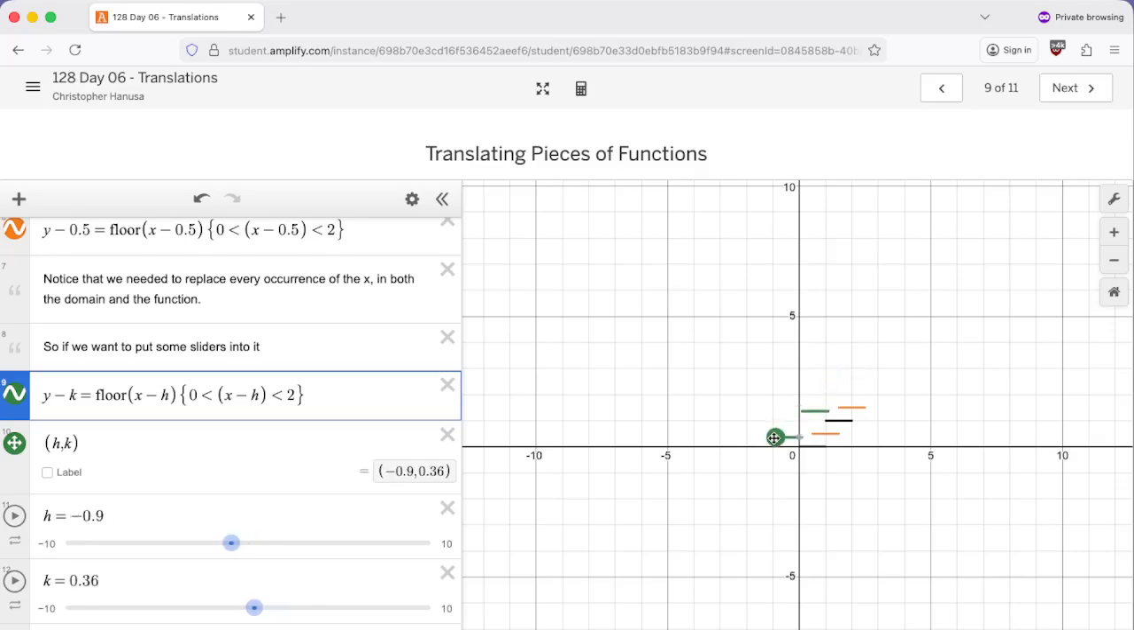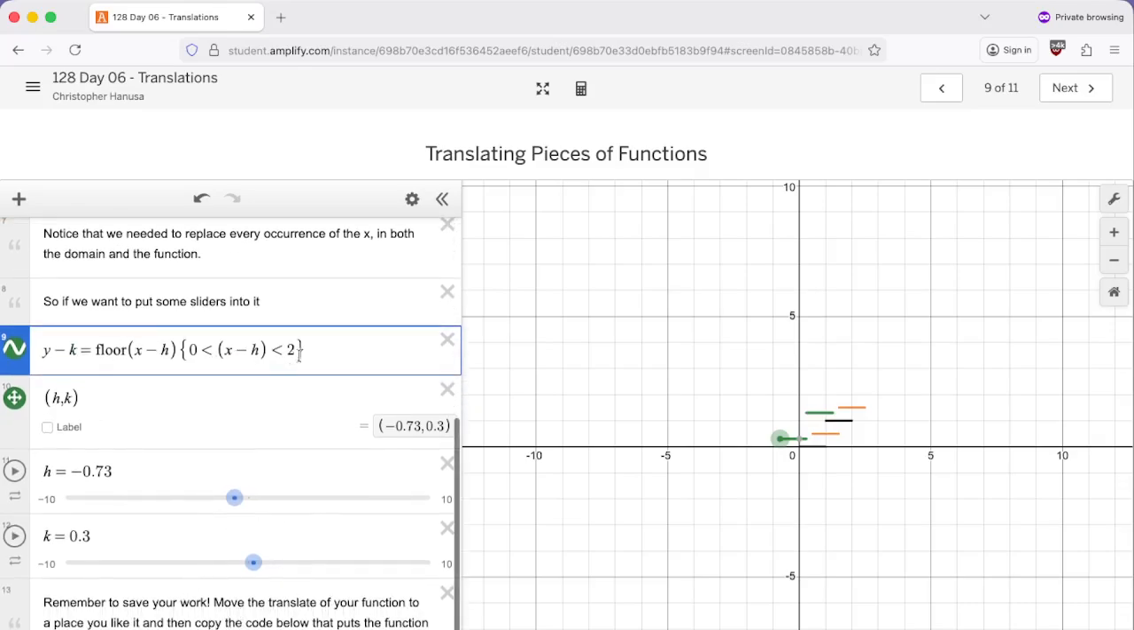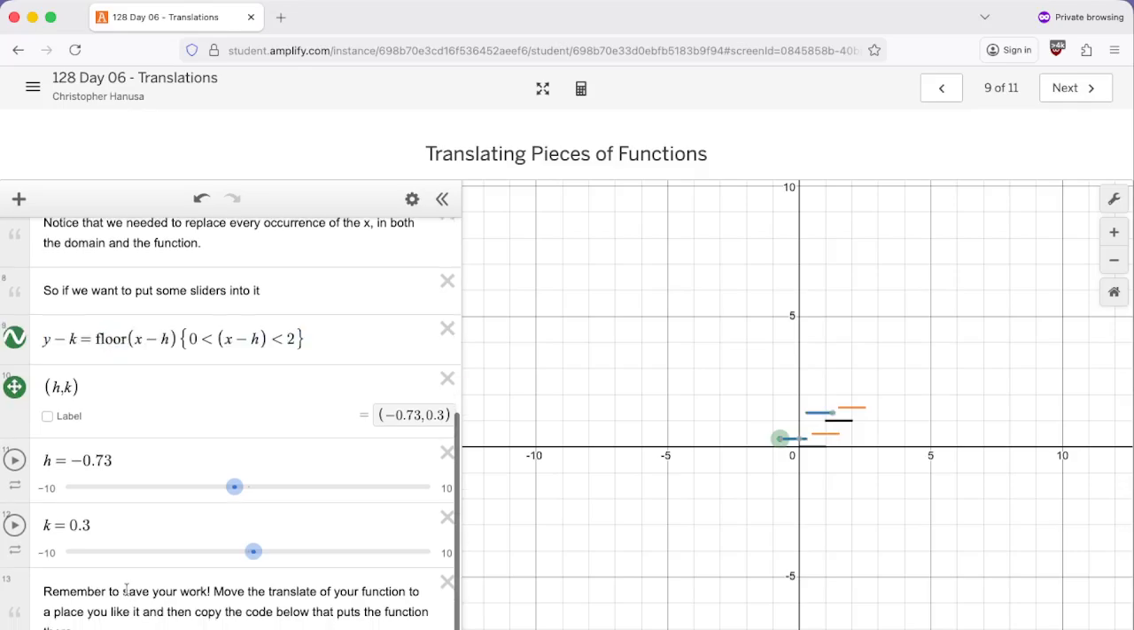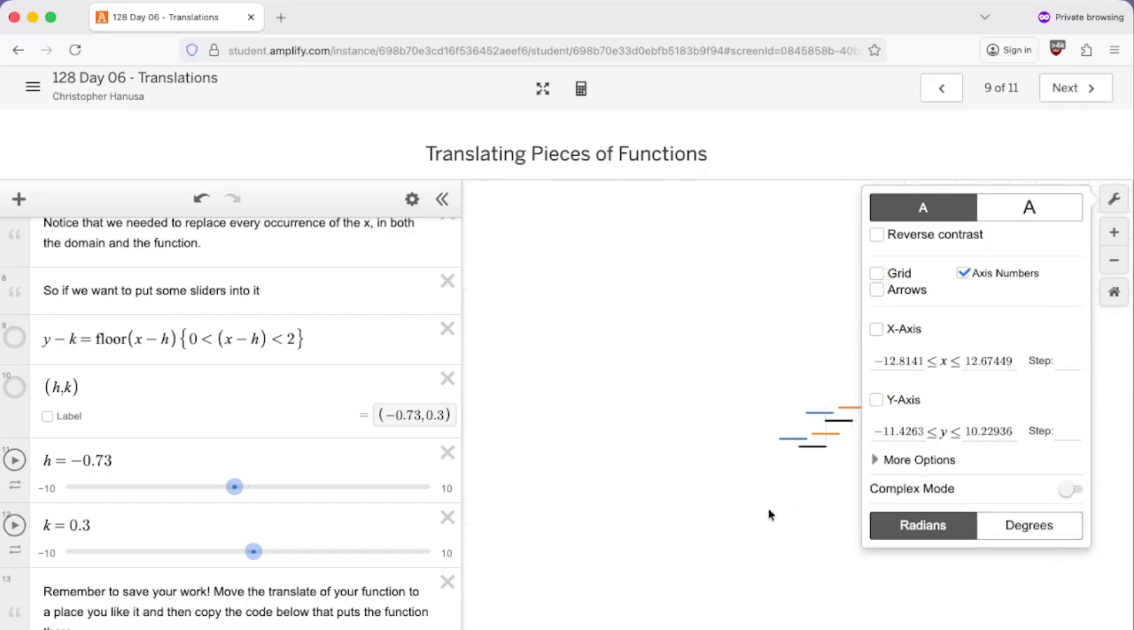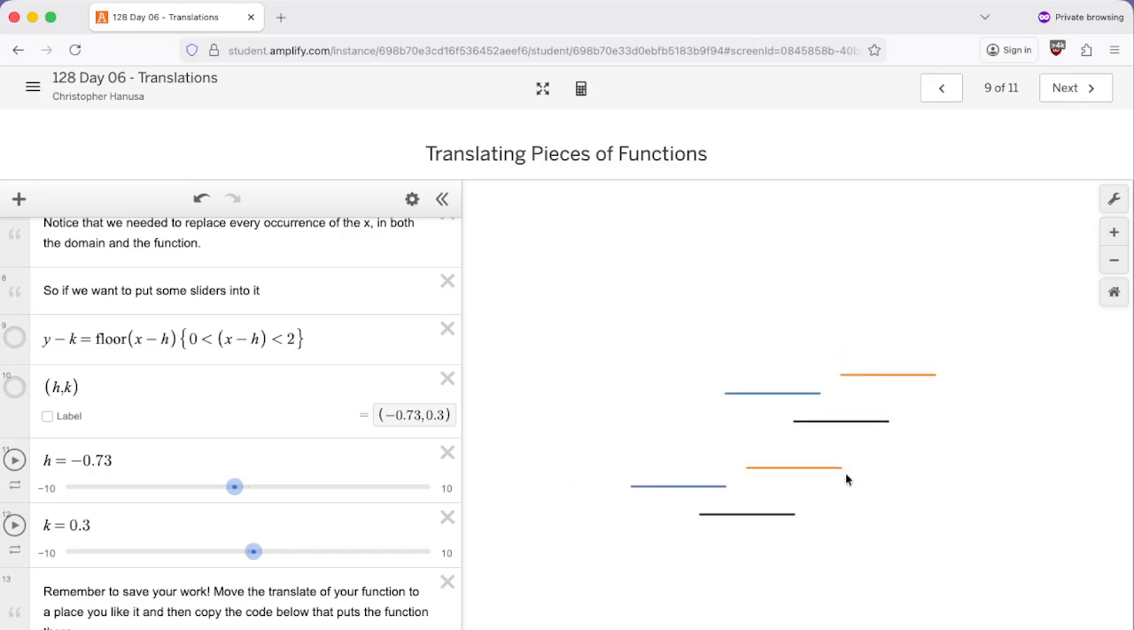And maybe I want to move it like this. Okay, so now I have some new points. We need to save these values. So I see k was 0.3, and h was negative 0.73. All right, I'm going to turn off the green one. I'm going to turn off the axes and the grid. And here is the final sketch.